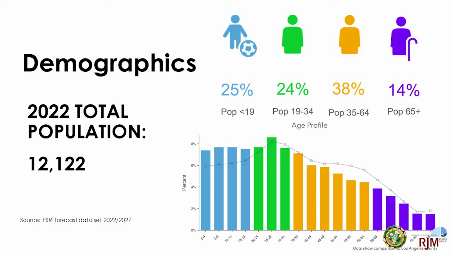Looking at the demographics for the City of Commerce, we see that the 2022 population is just over 12,000. We look at the age ranges of that population, seeing that the largest age range is 38% from the ages of 35 to 64. We also look at that comparison to the county, and we notice a higher youth population than the county average, but a lower senior population than the county average. This is just one of the metrics we'll look at as we start to evaluate programs and facilities.